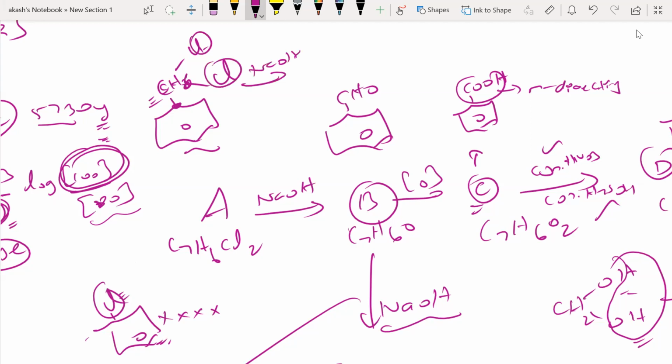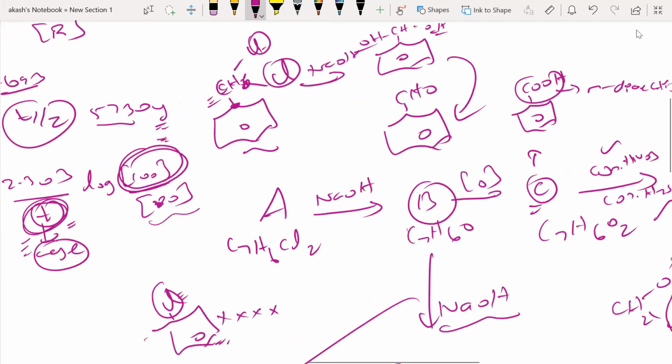Both of the Cl and Cl will actually get replaced, giving CH, OH, OH. Again, if you remove the H2O molecule, you'll be ending up with this. That's it, as simple as that. Is it understood, Shashank? Is it fine? Okay, good. So this is a very good question. Okay, next.